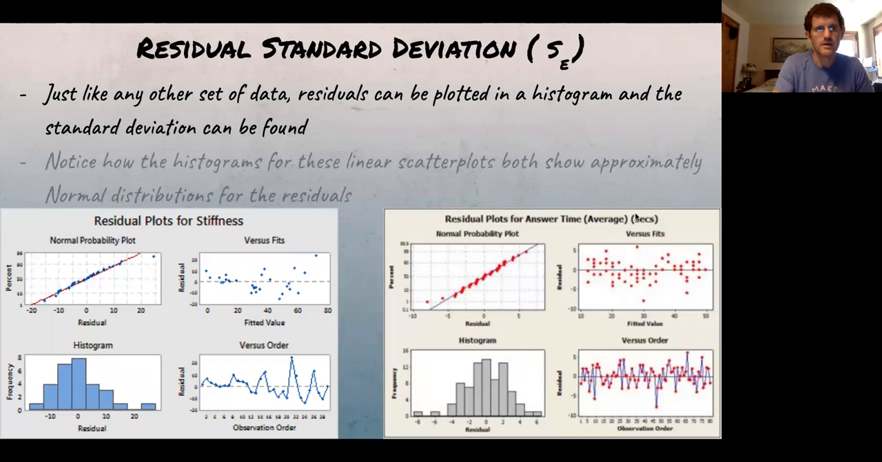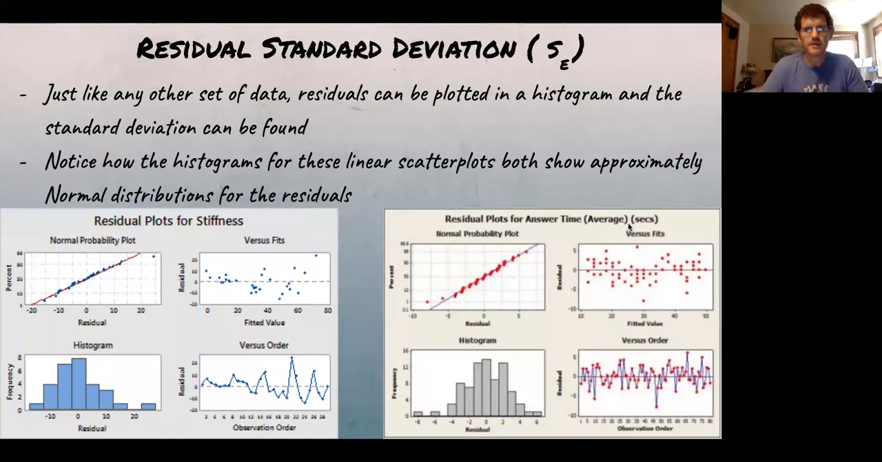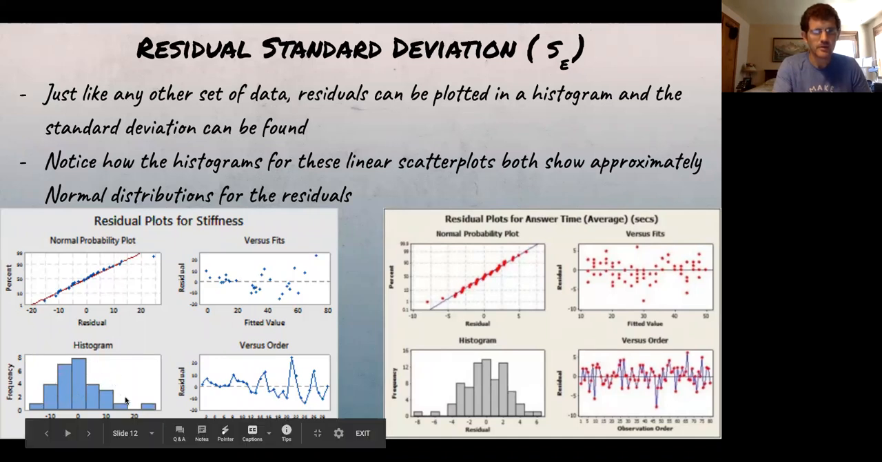Okay. And just like any other set of data, residuals can be plotted in a histogram and the standard deviation can be found. I have a couple examples here. Scatter plot, regression line running through, here's the residual plot. But then when these are put into a histogram, you can see it's approximately normal here, or approximately normal here, maybe some outliers.